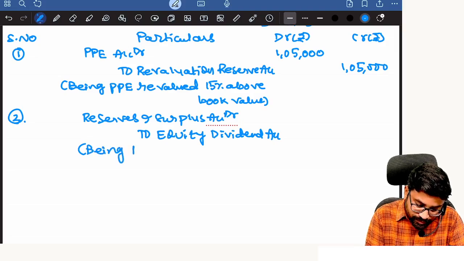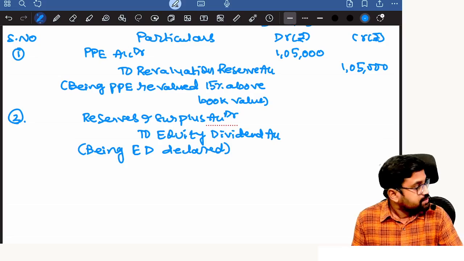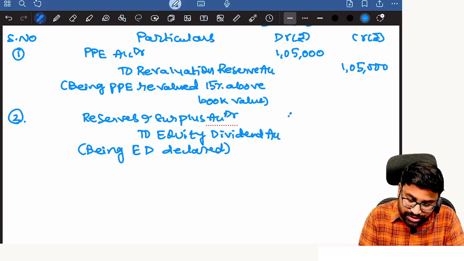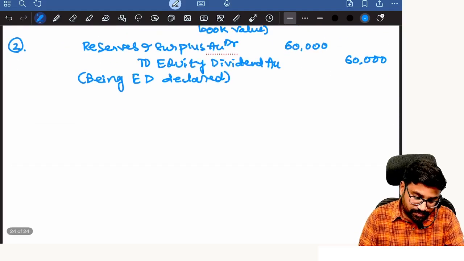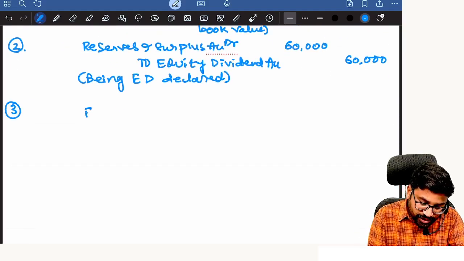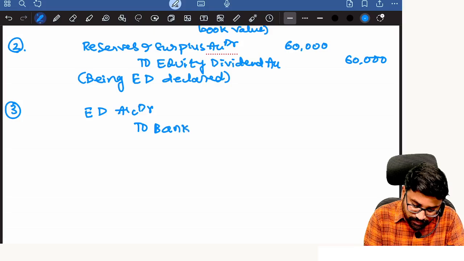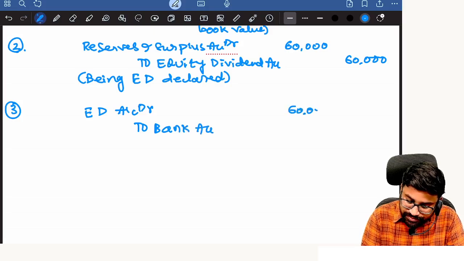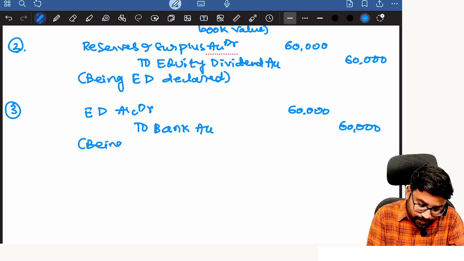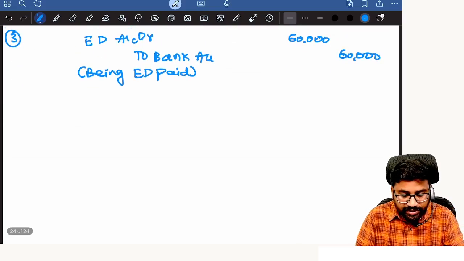Sir, P Limited, being equity dividend declared, it is declared from reserves and surplus. So how much? 60,000, sir. 6 lakhs into 10%. Next you pay the dividend, sir. Equity dividend account debit to cash or bank account, right? So to bank I am writing 60,000, being equity dividend paid. So you have paid the dividend.